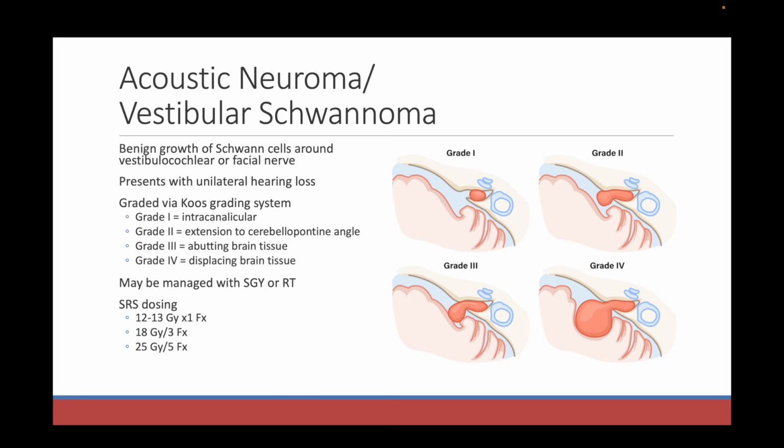These can be managed with surgery or with radiation. And if they're managed with radiation, there's options for SRS dosing, so 12 to 13 gray in a single fraction, 18 and 3, or 25 and 5.